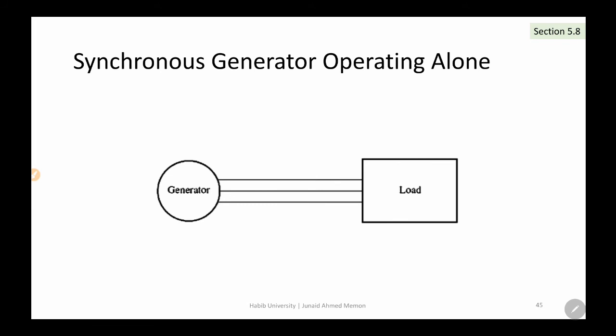Okay, so let's now summarize our discussion. We have discussed a number of behaviors while going through the derivations. We also discussed their physical meanings. In this section we are going to summarize what we have learned so far, and we will relax some conditions that we imposed earlier. Let's suppose we have a generator that is supplying a particular load. This type of operation is called the synchronous generator operating standalone, right?